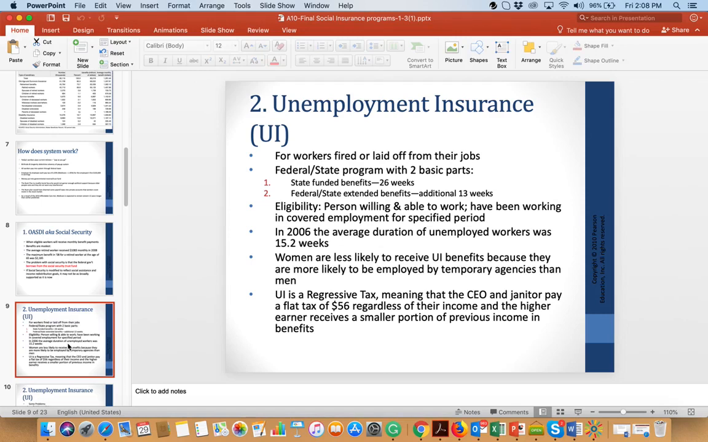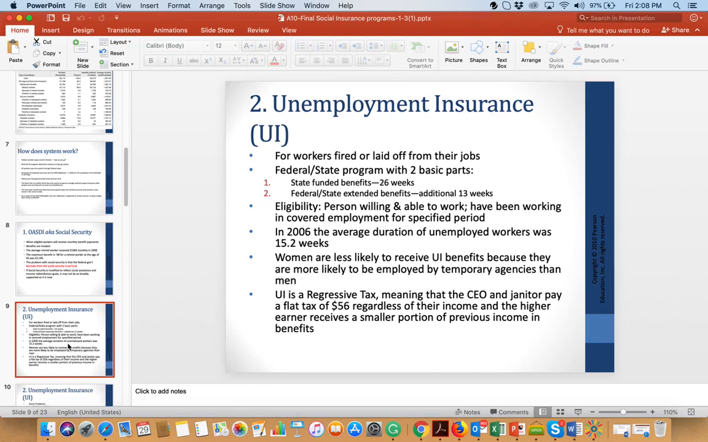In 2006, for example, the average duration of unemployed workers was 15 weeks. I think that's a recalled question. Women generally are less likely to receive unemployment insurance. Why is it so? Because women notoriously work for temporary agencies, or they work part-time, again, because of some of the domestic responsibilities that we as a society do not compensate women enough.